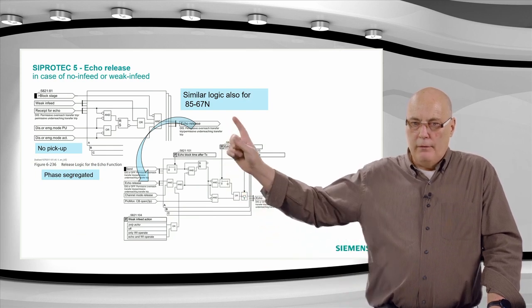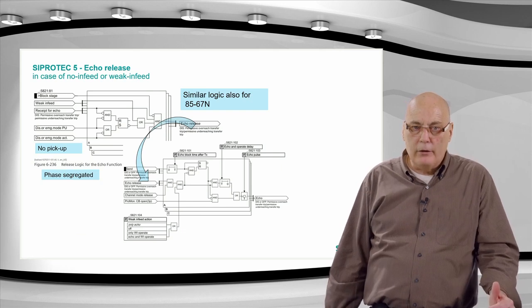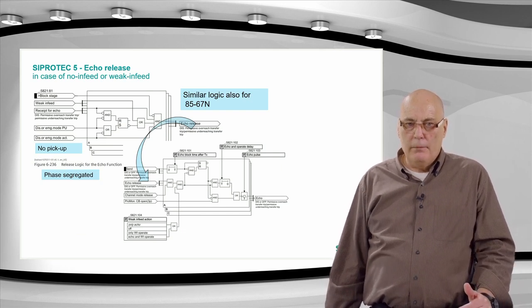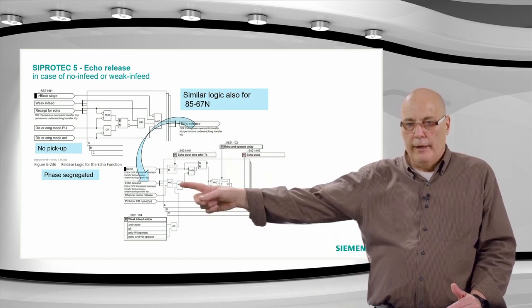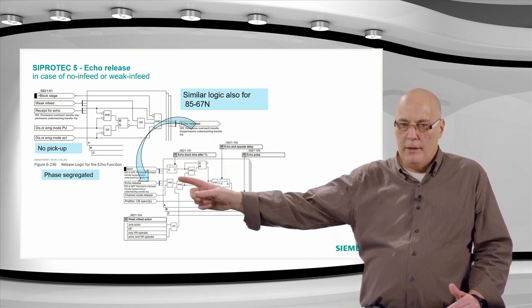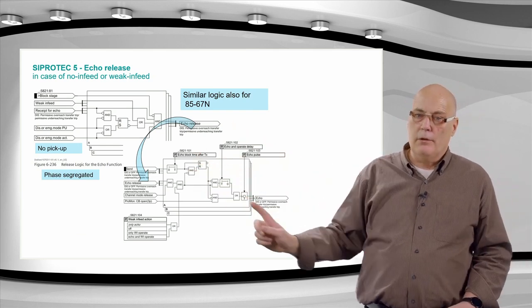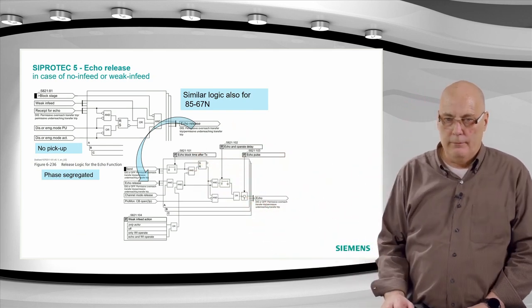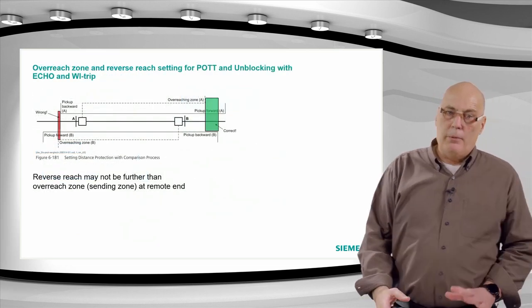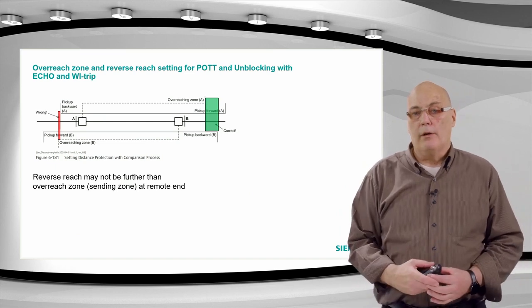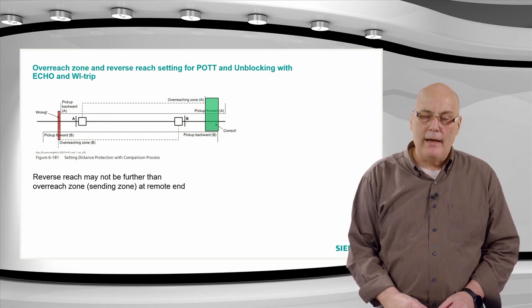So essentially, if you have no pickup and a receive, you can see on the left-hand side there's a receive for echo going in there, then there's no pickup, distance or emergency protection, no pickup, then that will release the echo. And the echo release, if the timing here says there was no send signal, I didn't send a signal, so I'm not echoing my echo, and so on, then it will release an echo signal out here to allow the tripping. The thing that we must worry about if we're going to apply the POTT together with some weak-in feed is that our zones are set correctly. And we must have a reverse reach.